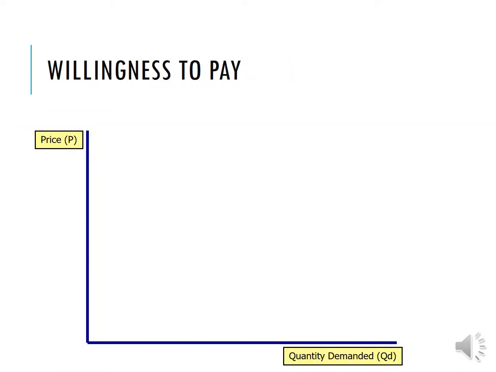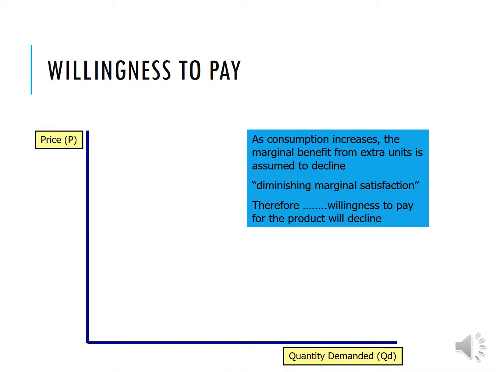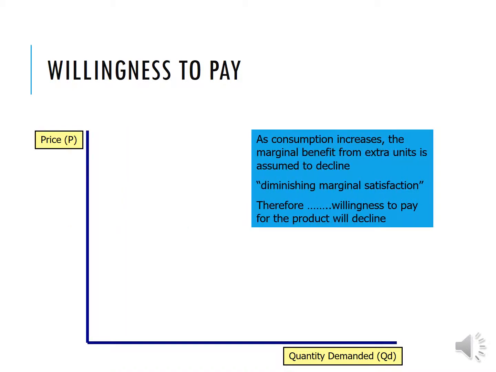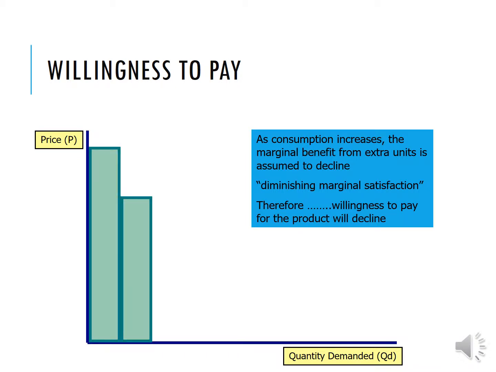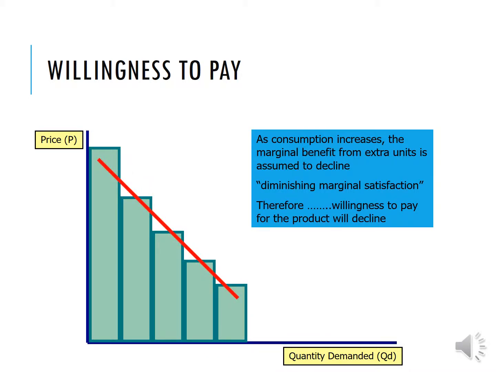So let's have a look here. We would normally say that my willingness to pay goes down as I consume extra units. We call this diminishing marginal utility or diminishing marginal satisfaction. For example, for the first slice of cake, I might pay quite a high price. For the second slice of cake, not quite so much. Now I'm feeling a bit sick. The third slice of cake, I'm not going to pay as much for that one, and so on and so on. If I was to draw these points together, effectively what I get is my demand curve, the relationship between price and how many units I would want to buy.